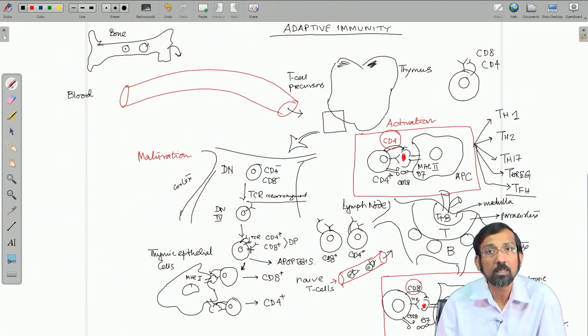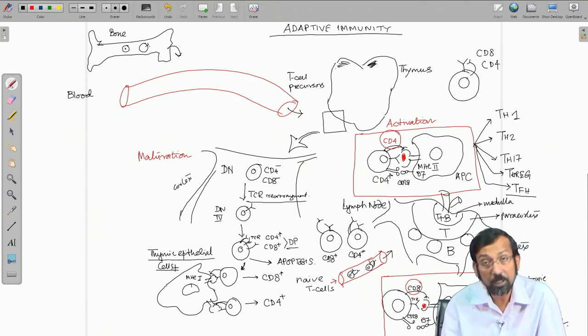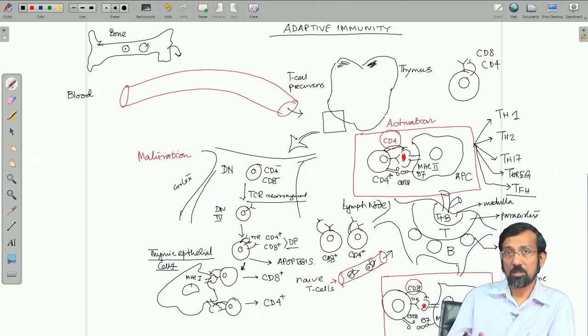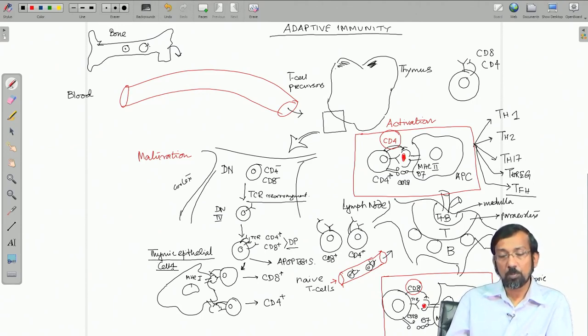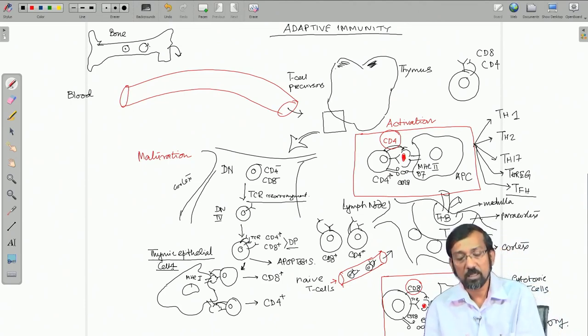So, now these CD4 plus and CD8 plus T cells are called the double positive cells. Now, these double positive T cells have to be selected. Who does this selection? It is the thymic epithelial cells primarily, which express class 1 and class 2 MHCs on their surface, and they select for the CD4 plus or the CD8 plus cells. So, from the double positive cells, they now become single positive. So, it is either a CD4 plus or a CD8 plus.